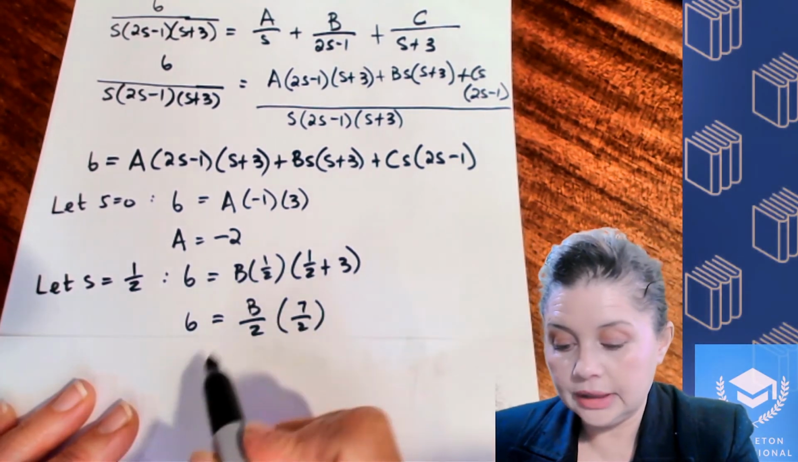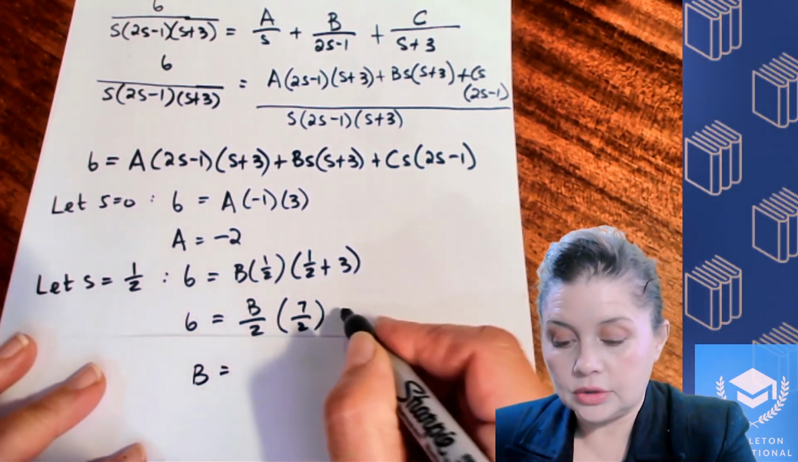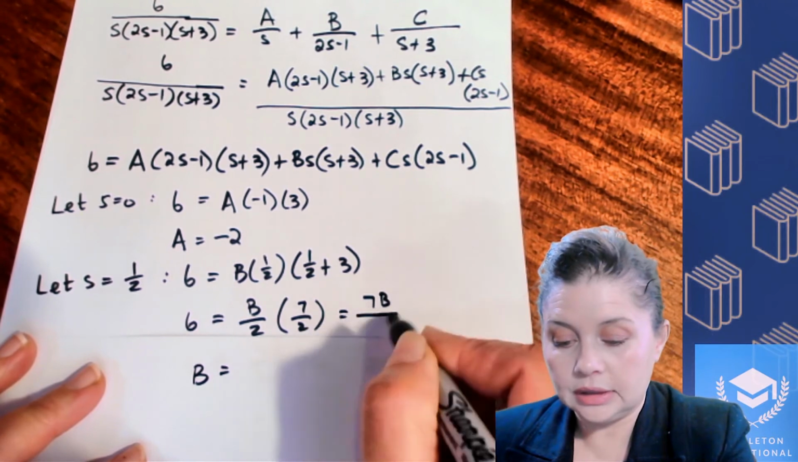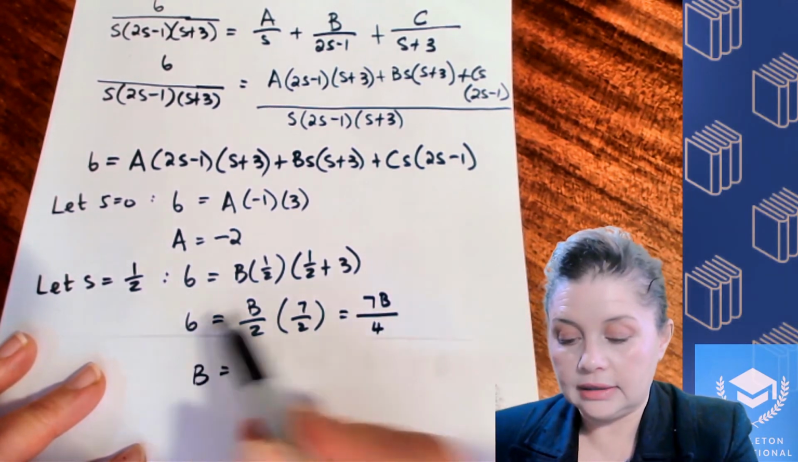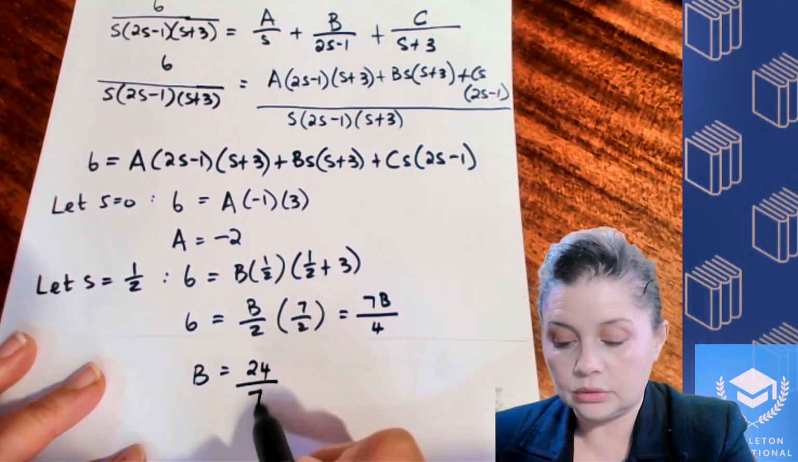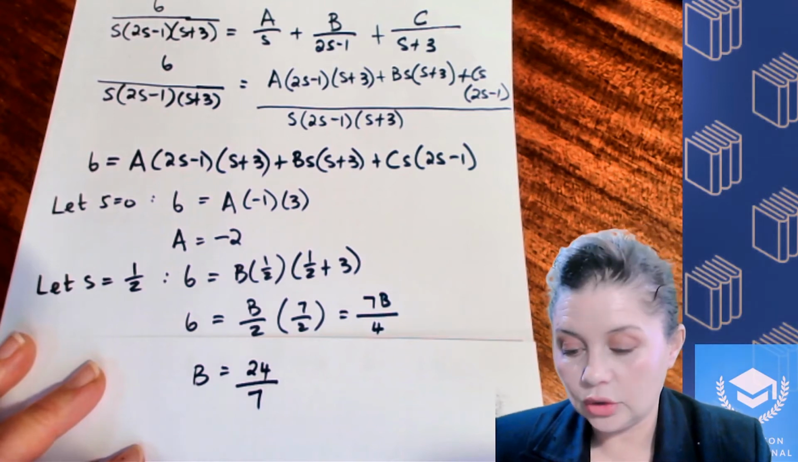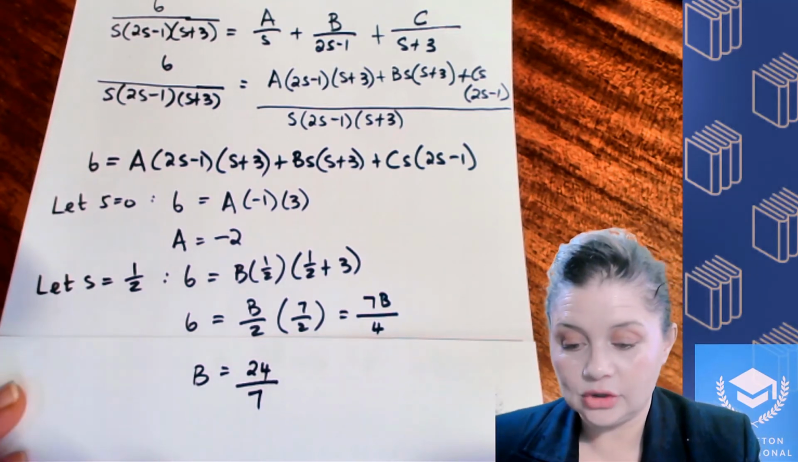This is going to be B is equal to 2 times 2 is 4. So this is going to be 7B over 4. And that means that B is going to be 24 over 7. Okay? So let's have a look and see what C is going to be.